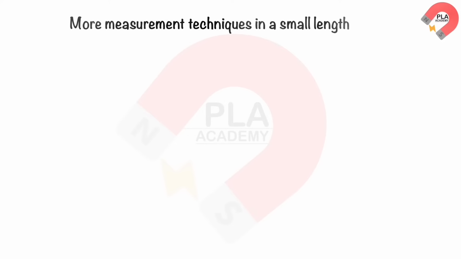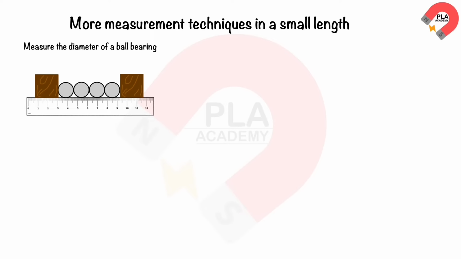More measurement techniques for small lengths. Measure the diameter of a ball bearing. We can use two wooden blocks to make it easier to measure the diameter of 4 ball bearings as shown. The blocks mark the edges of the first and last ball bearings.